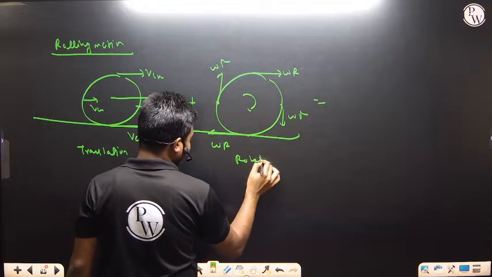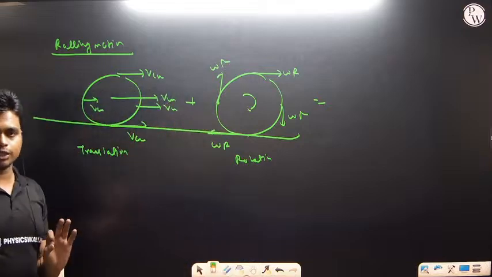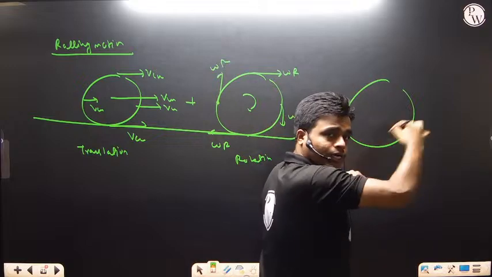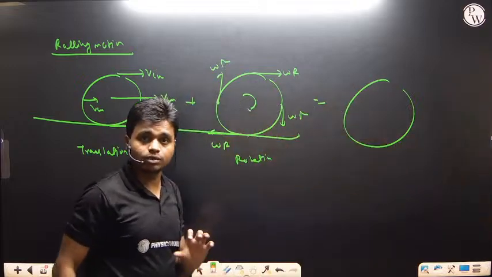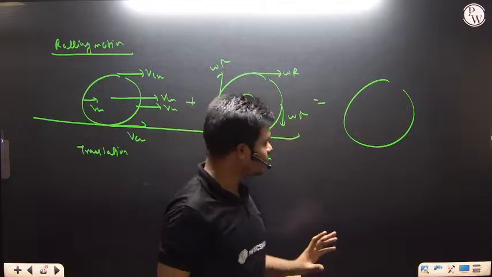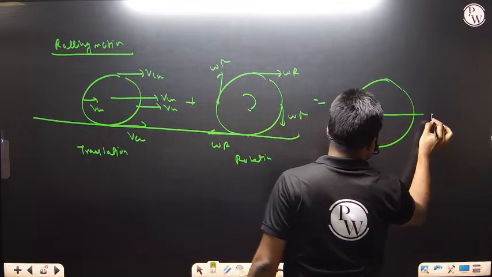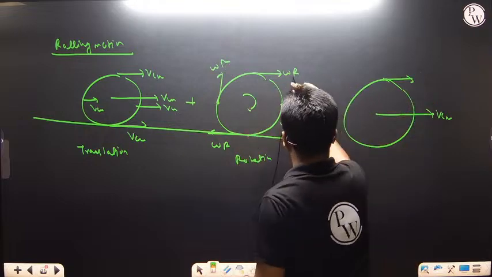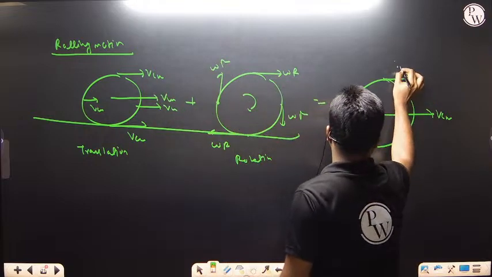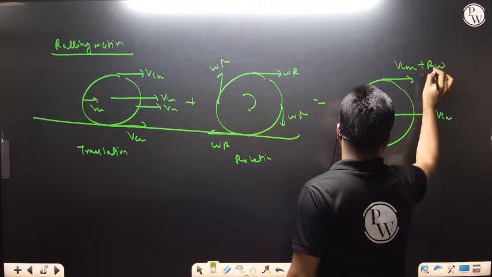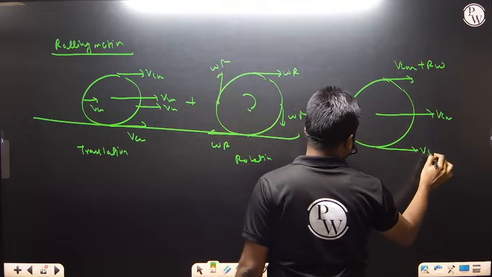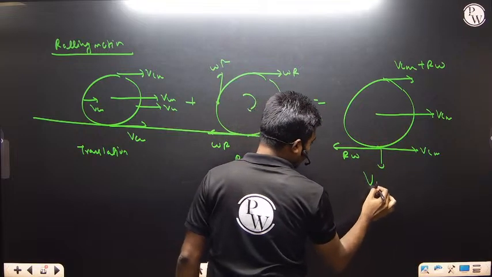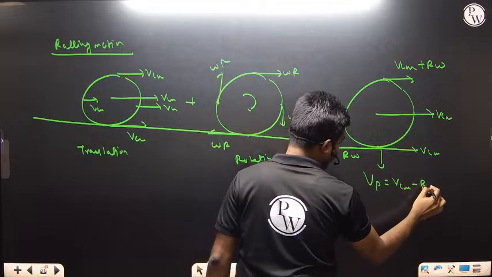If we combine this translation as well as rotation motion, what will happen? We'll be getting the rolling motion, in which the object will be rotating as well as moving forward. As it is moving forward, it will be moving with velocity of center of mass in the forward direction, but because of its rotation, it will also have velocity vcm plus r omega at the top. At this particular point, vcm velocity is forward, but r omega velocity is backward, so this point's velocity will be given by vcm minus r omega.